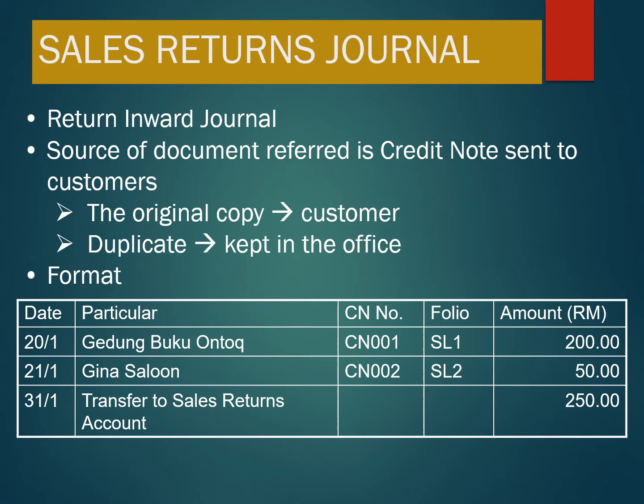Okay, let's say here the return was on 20 January and the customer name is Gedung Buku Ontak and the credit note number is 001 and the amount of returns. And if you have other returns, you will record them subsequently and the credit notes must be used in sequence. And at the end of the month, you will transfer the sales returns total to the sales return account in the general ledger, where that is the amount of 250.